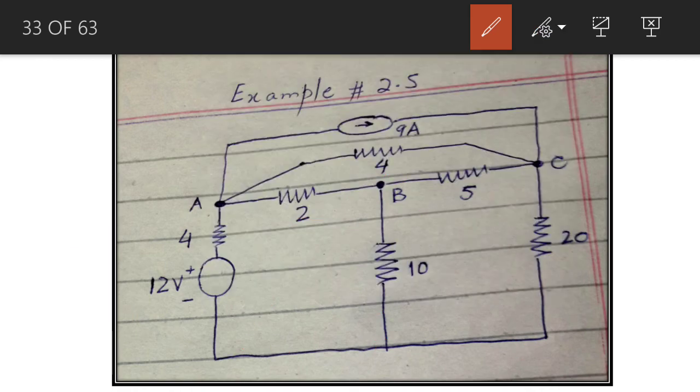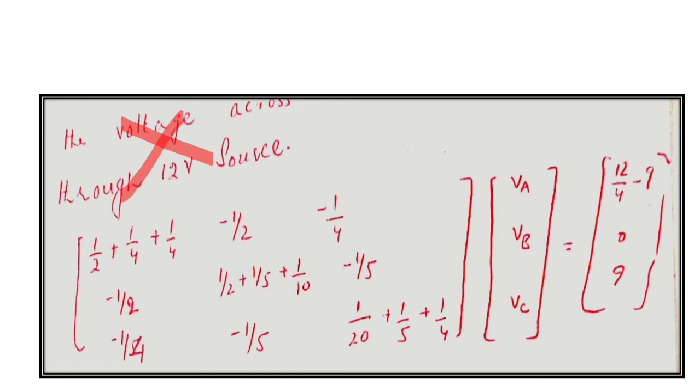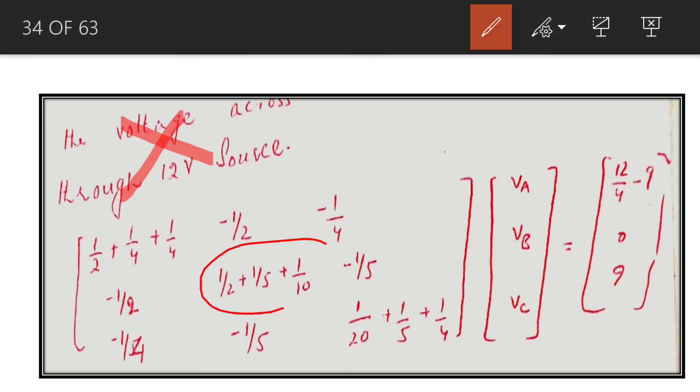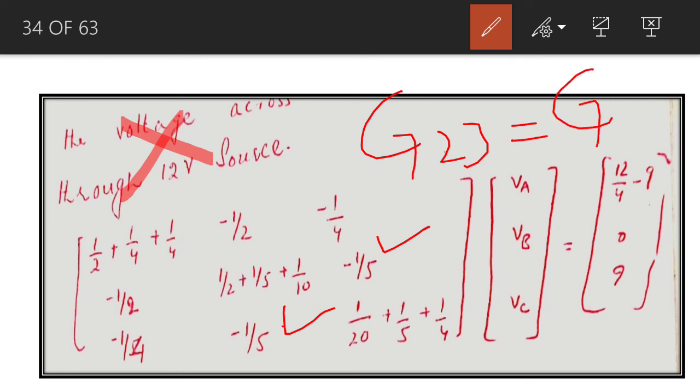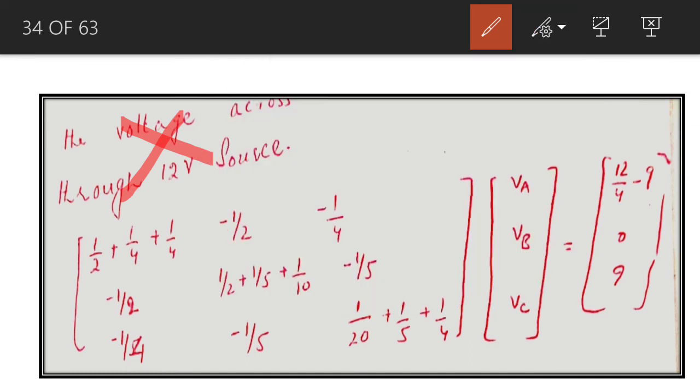So let us consider this value over here. You see G22 is 1 by 2 plus 1 by 5 plus 1 by 10. Then we consider the value of G23. We know that G23 will always be equal to G32, and for G23 we consider the resistor which has been connected to the second as well as the third node, and we calculate the conductance of this resistor.